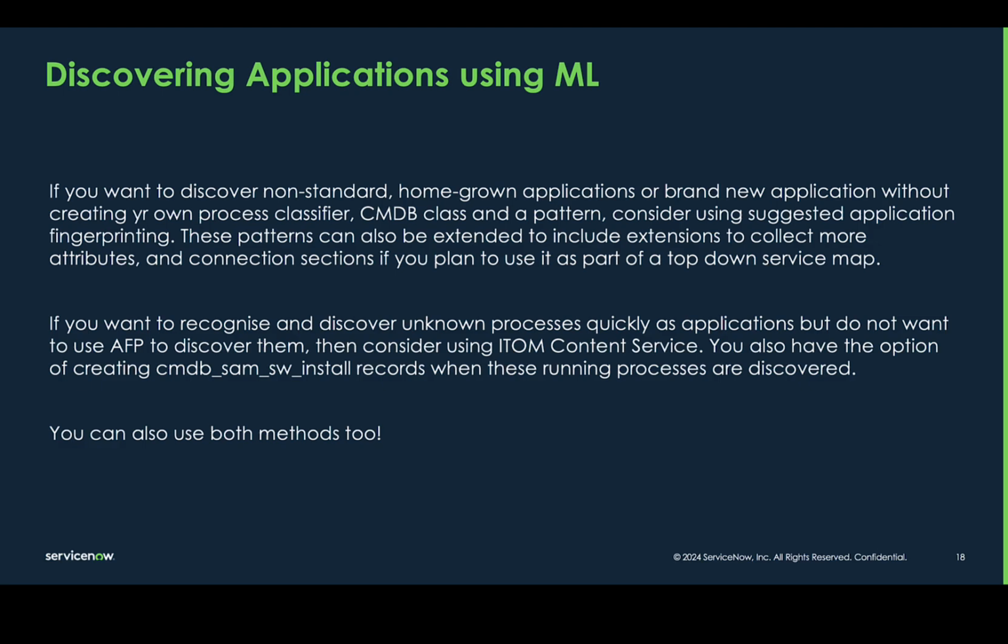If you want to recognize and discover unknown processes quickly as applications, but do not want to use AFP to discover them, then consider using ITOM Content Service. You also have the option of creating software installation records when these processes are discovered, or you can use both methods too. That concludes the demo of using the Content 360 application suggestions, application fingerprinting suggestions, and content service to discover applications.